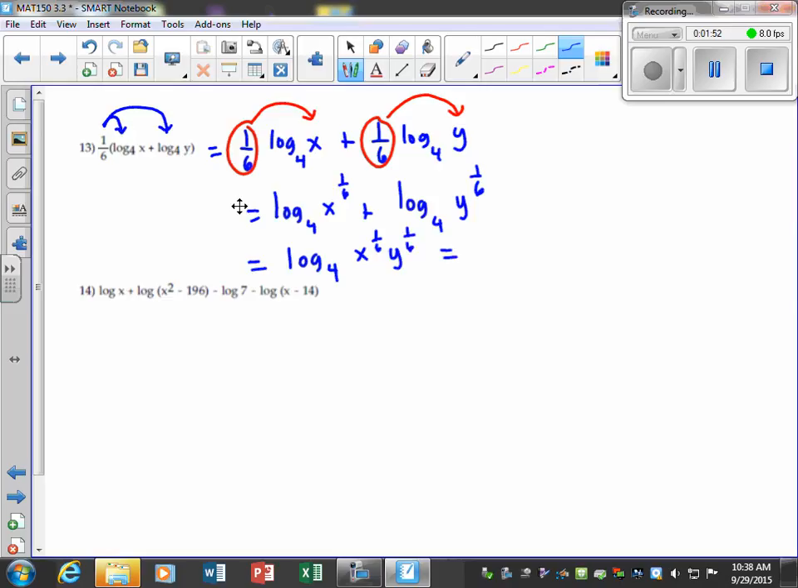Okay, how else can we write that to simplify it a little bit further? What's x to the 1/6 power? The 6th root of x, and then so you could do, good, we can say the 6th root of xy.